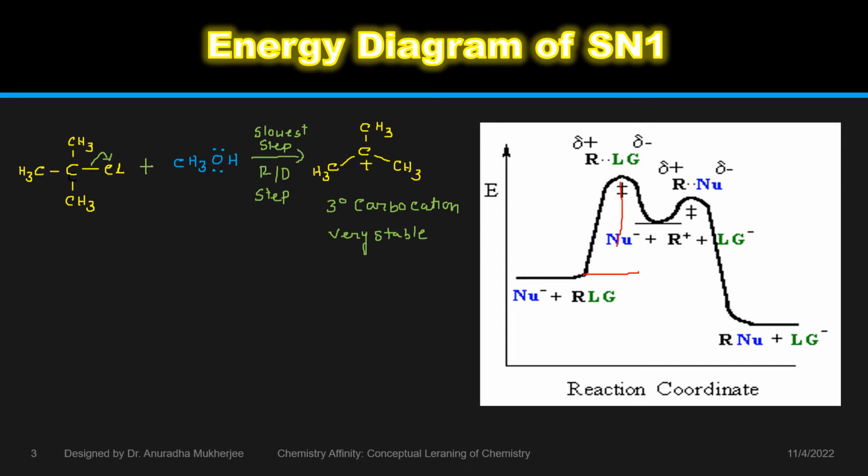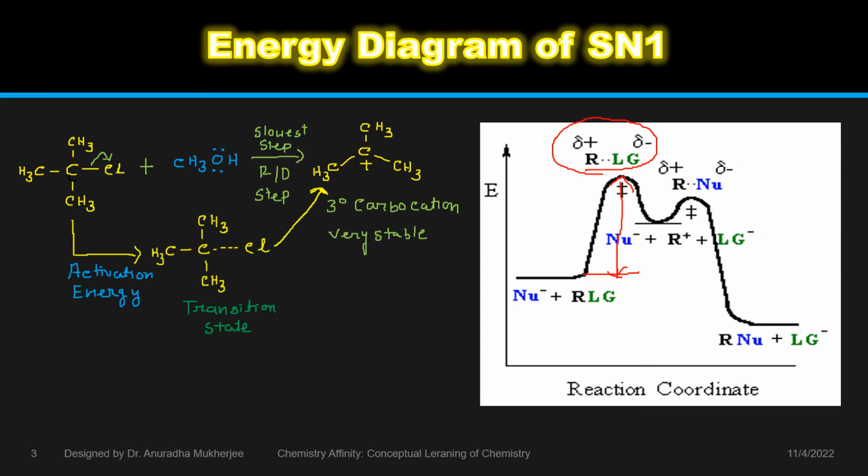which breaks the carbon-chlorine bond, and this is called the transition state. Transition state means where the leaving group is slowly breaking the bond, means the leaving group is slowly leaving the carbon. We can show this by a dotted line. So this is called the transition state. Here activation energy is needed to reach the transition state. Once it reaches the transition state, it forms a stable carbocation. So this is the stable carbocation.